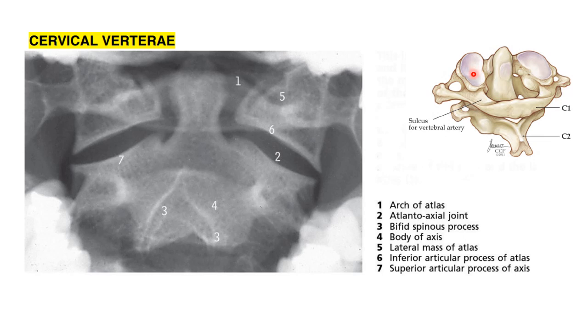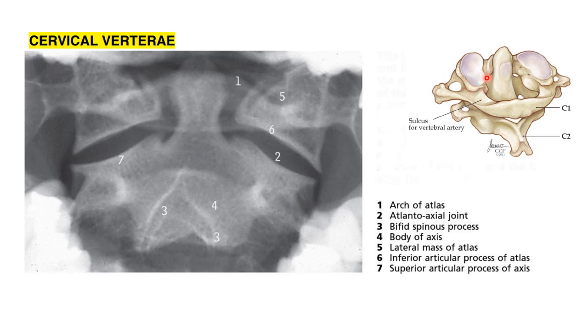Atlas and axis are atypical cervical vertebrae. They are different from the normal cervical vertebrae that you see. What is lacking is that there is no body for the atlas. If you can see here, it lacks a body. Instead, it has an anterior arch here in front. So this is a posterior view. Mind you, it's a posterior view. And here, this is the anterior arch. The body is missing, so you have an anterior arch.